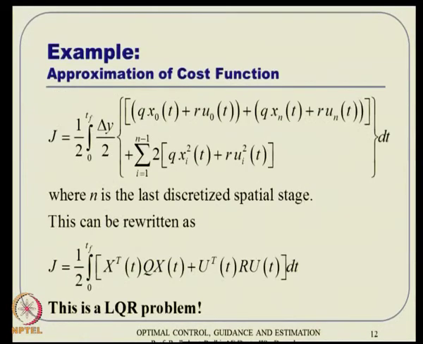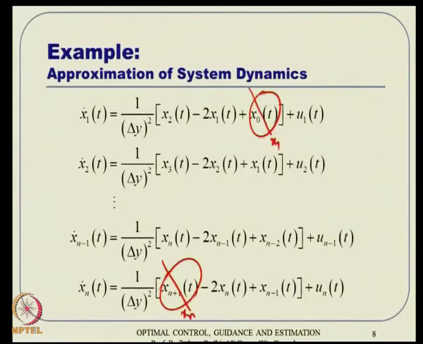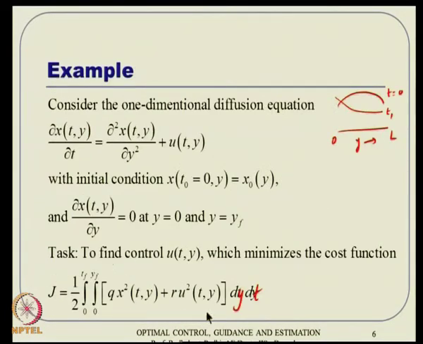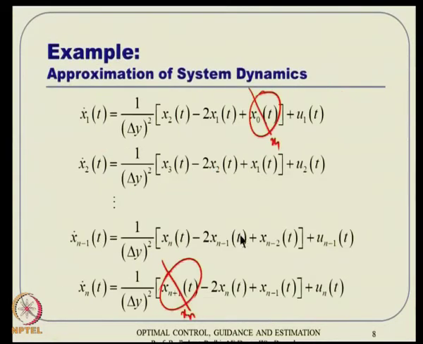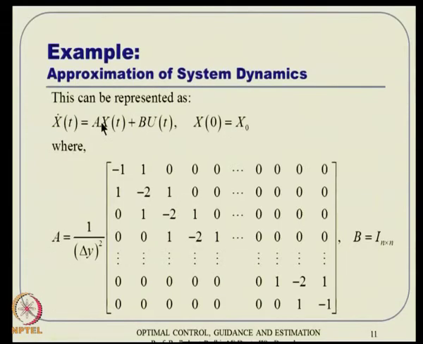How about the cost function? That is even easier, because all that we have to do is use the trapezoidal rule. We have this cost function to begin with. We use this spatial integral, the spatial part of it, and we apply the trapezoidal rule, which gives us this one.